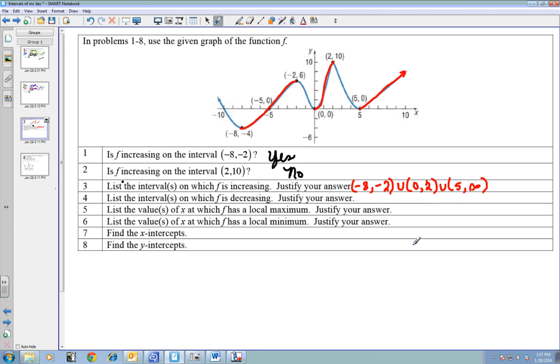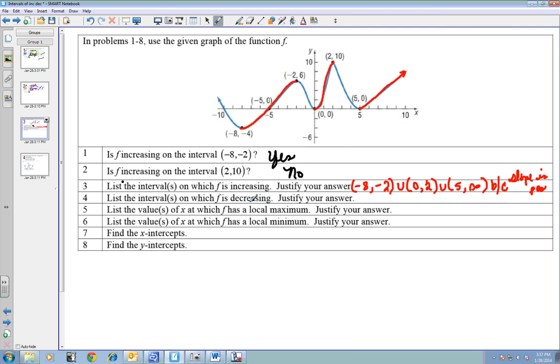And then it says justify your answer. Well, we know it's increasing because its slope is positive. Okay? I know it's because my slope, if I had to draw, and later in calculus and pre-calculus you'll learn about drawing tangent lines, but the slope of the tangent line at those points is positive. But right now we're just going to say because slope is positive.